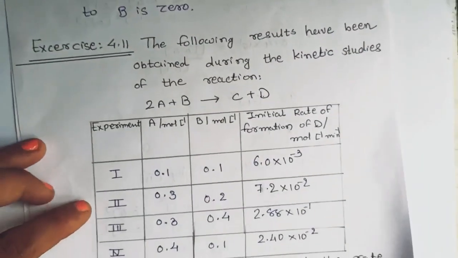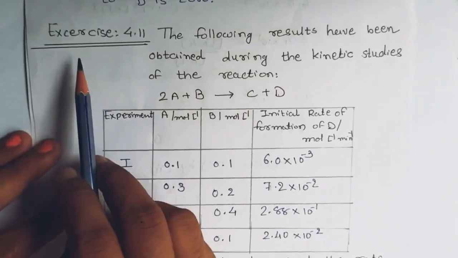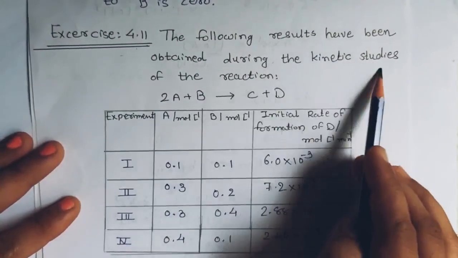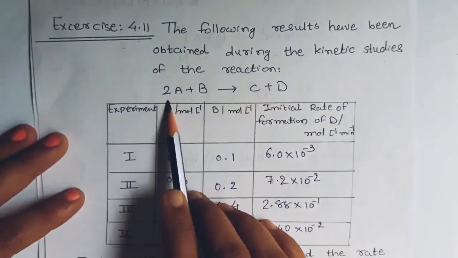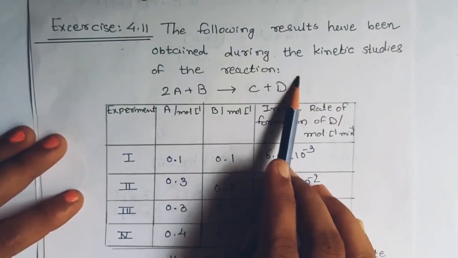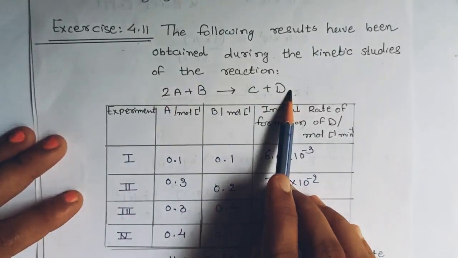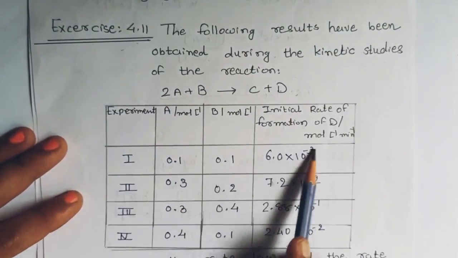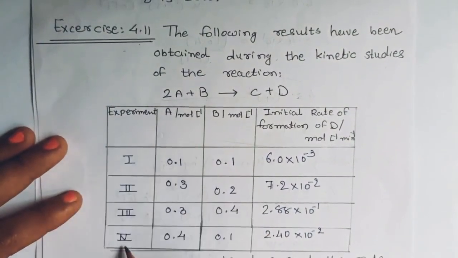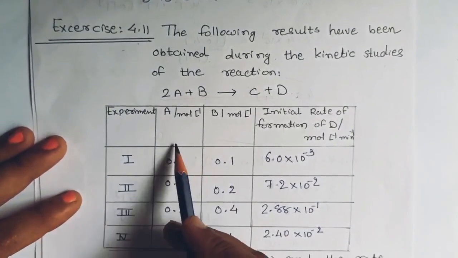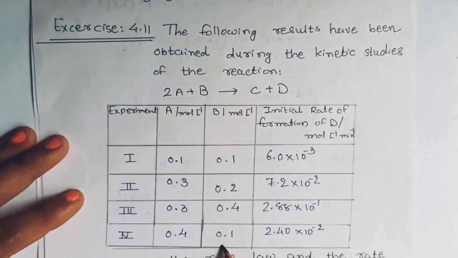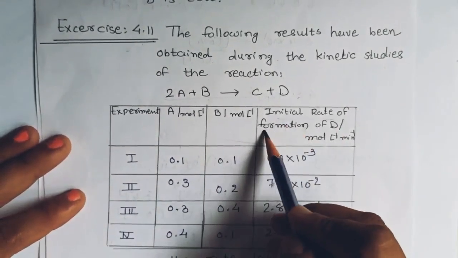Now our next question, 4.11. The following results have been obtained during the kinetic study of the reaction 2A plus B gives C plus D, alright? Here the reaction is given, and for this reaction some experimental data is also given, right? Four experiments are carried out at different concentrations of A and B, and they find out the initial rate of formation of D.